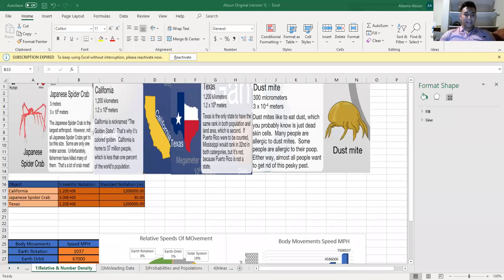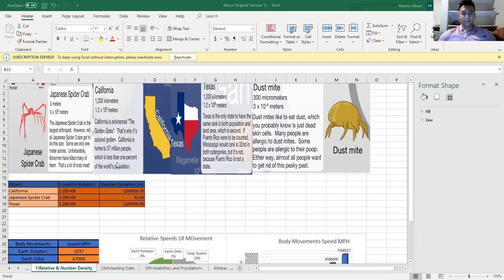Well, I will be talking about my 6 scenarios and explaining what I've learned thus far. I am going to share my Excel. Okay, so first we're talking about our relative and number density. Here we're talking about scientific notation. Scientific notation is pretty much simplifying large numbers.